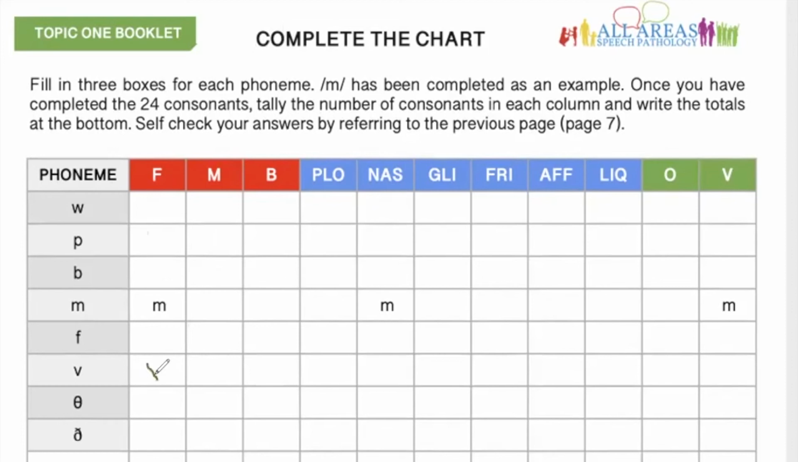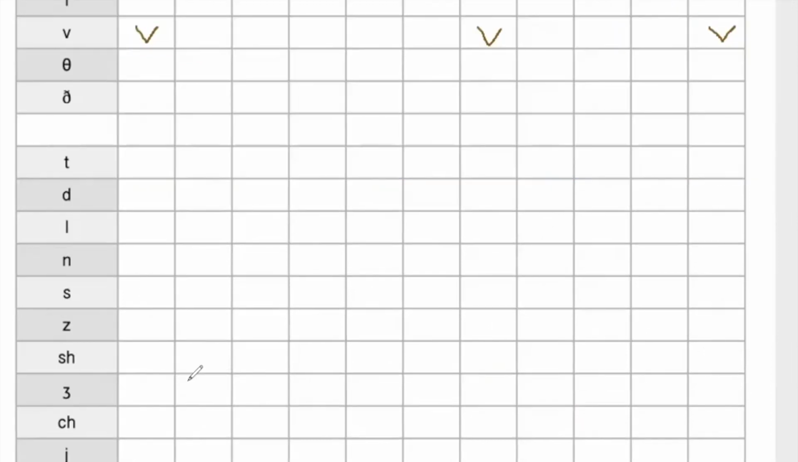V is a front sound. That v is a fricative. And v is voiced. And we'll do one more. I'll come down to zh. Zh is a middle sound. Zh is a fricative. And zh is voiced. Okay, so you're going to go and fill in for each one.